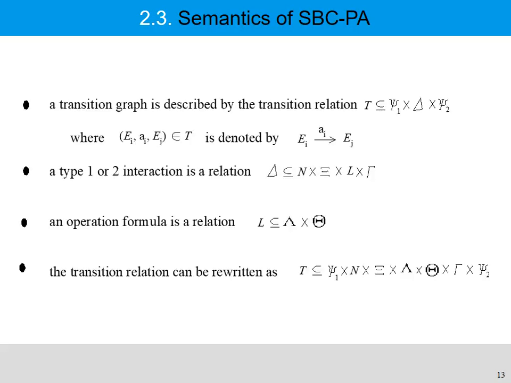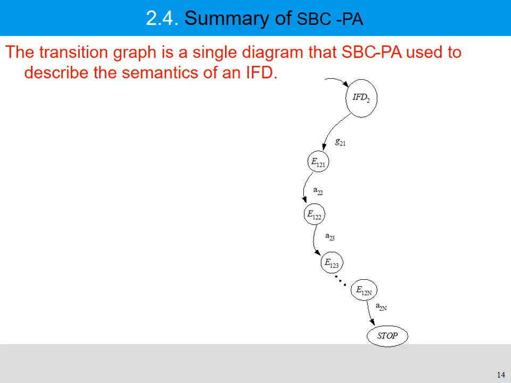A transition graph is described by the transition relation T with three attributes. And with the following extension, the transition relation can be rewritten as the T relation with 7 attributes. Now we have the summary of SBC Process Algebra. The transition graph is the single and only diagram that SBC Process Algebra uses to describe the semantics of an IFD.